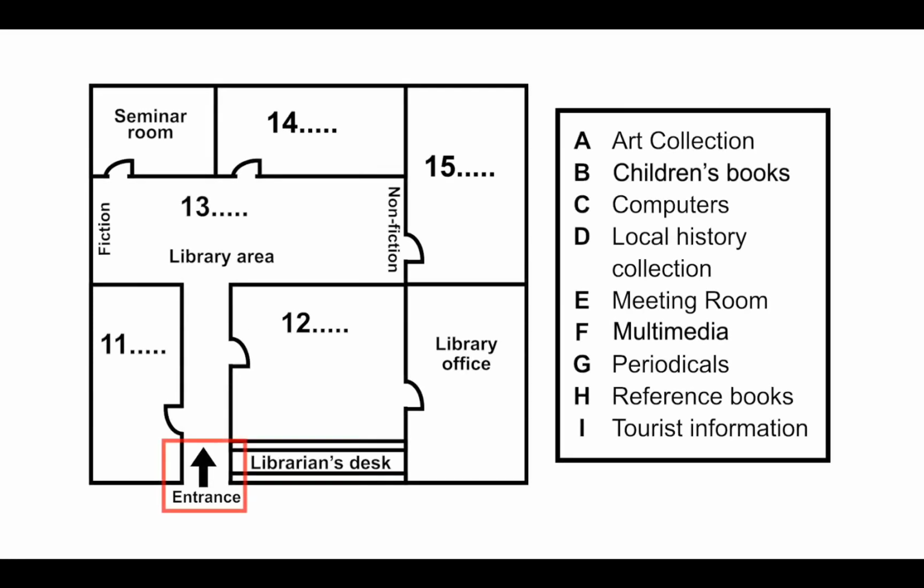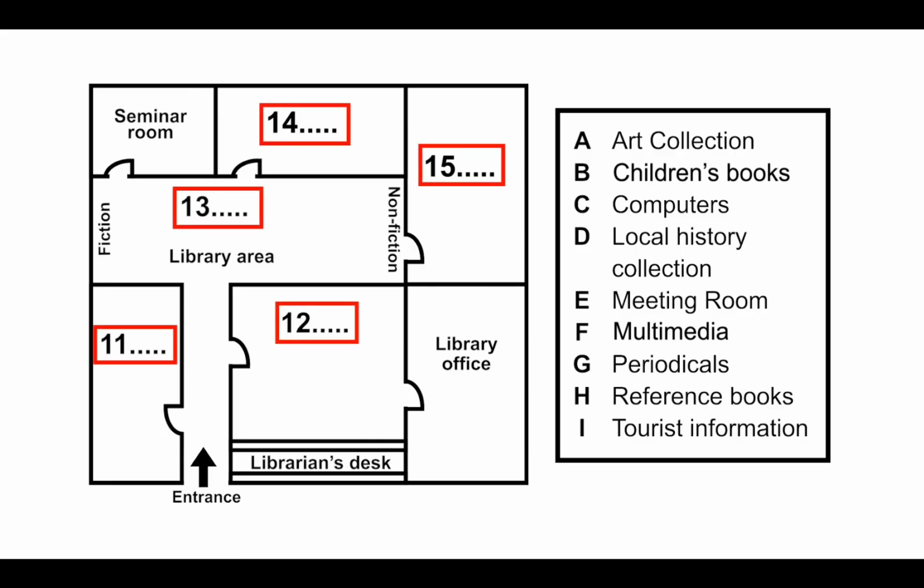Method. Firstly, it's important that you focus on the image as the image contains helpful clues. For example, let's look at the plan. Notice where it says entrance. We know that this will be our starting point. Next, notice the order of the numbers. Where are the numbers 11, 12, 13, 14, and 15 positioned?